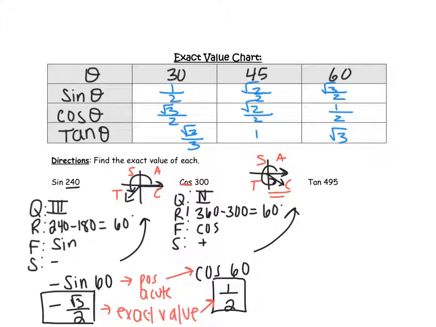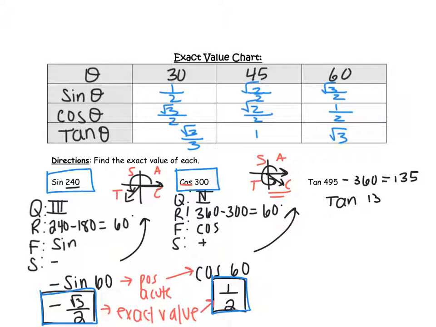Now you could check in the calculator if you'd like. You could check to see that sine of 240 is the same decimal equivalent to this. You could check that cosine of 300 is the same decimal equivalent to 1/2. All right, I'm going to try one more with you, which is tangent of 495. So just like we did with positive acute, we got to make it coterminal. So we're going to take 495 and subtract 360, which is 135. So we're going to do tangent of 135.